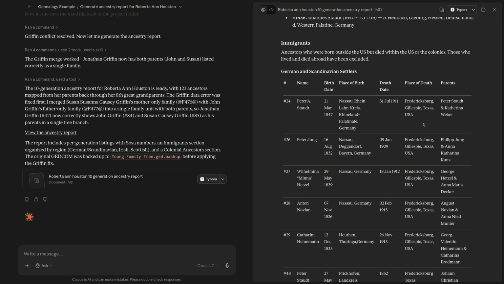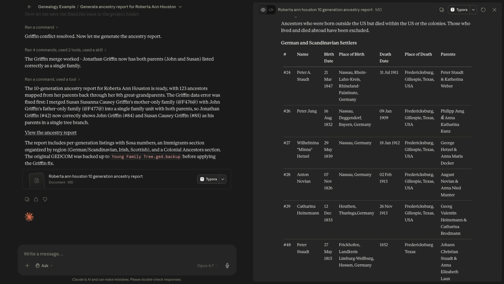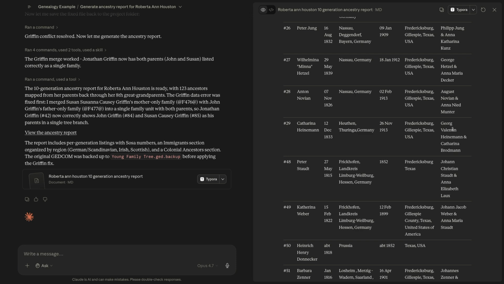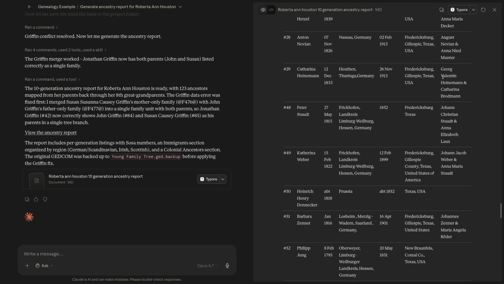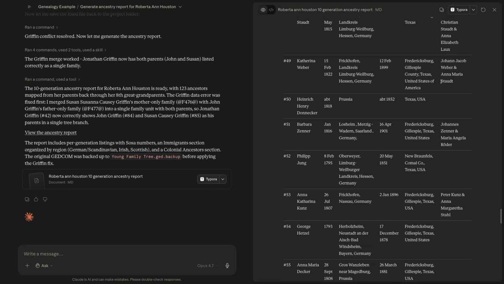So you can reconfigure this if you want. But I have German and Scandinavian settlers put into a group. For me, these are folks who came in through Galveston, Texas, in the 1850s, migrated to Fredericksburg and settled Fredericksburg, Texas, and lived there until my grandmother left to go to San Antonio. So for a long time, this part of my family was just in Fredericksburg, and so you can see this list. These are all the people who were part of that initial wave of immigration that I am related to.